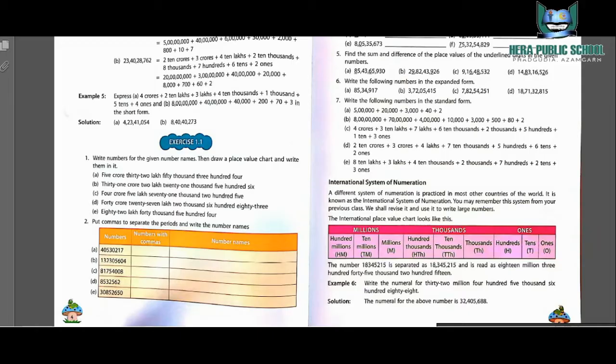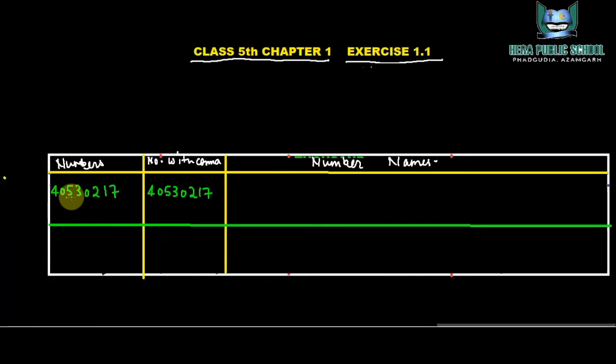Now we come to question number 2. Question number 2 is put commas to separate the periods and write the number names. Here in first column the numbers are given and we have to put commas at the correct place. After that we have to give the number name of the number. First, this is the number 405302117 and we have to put commas according to Indian number system.